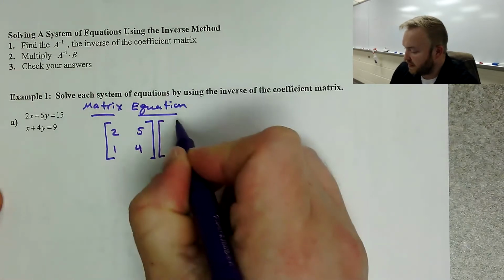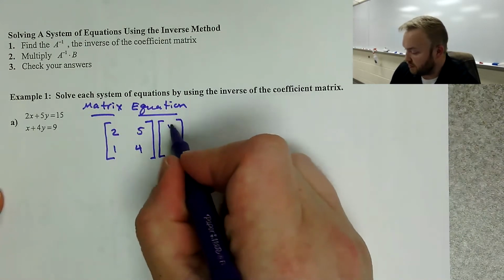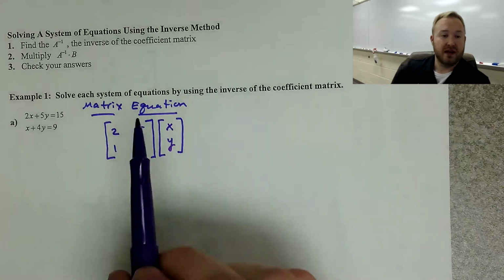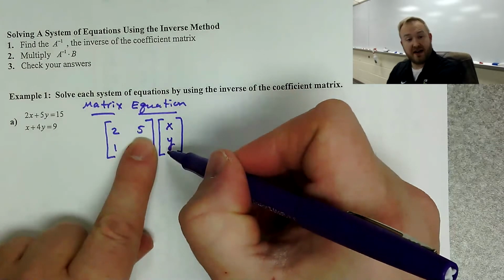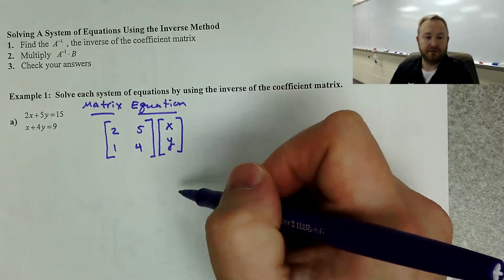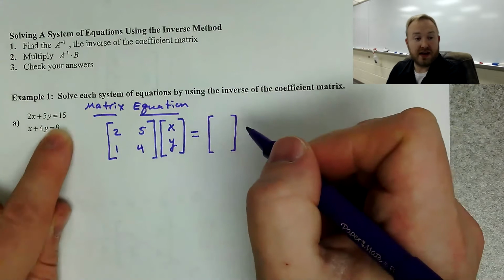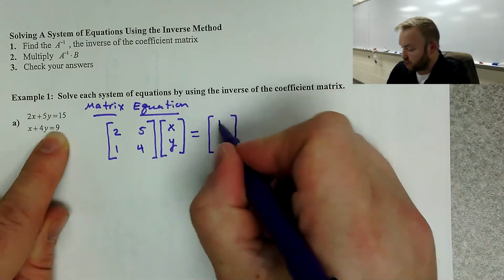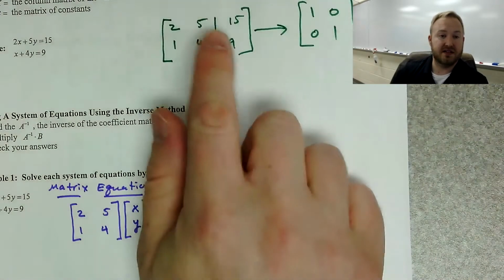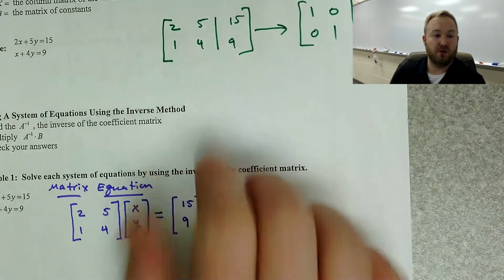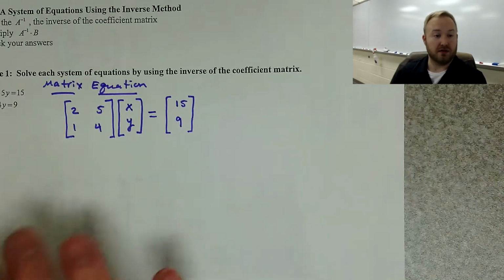I'm going to multiply that coefficient matrix by a variable matrix, which is a column matrix that just consists of my variables. So you can see if I were to multiply these, I'd have 2x plus 5y and 1x plus 4y. Okay, so that's going to equal a third matrix, which is going to consist of just the constant numbers on the right side of our system. And so this is our matrix equation. You can see that that's different from the augmented matrix that we used last time.